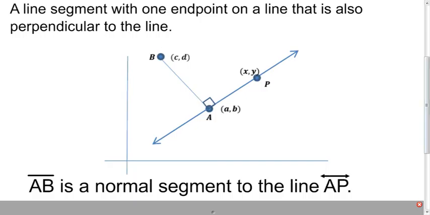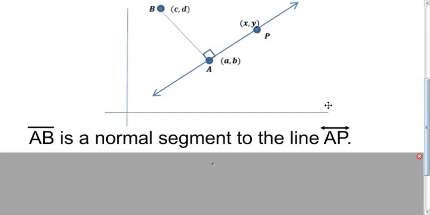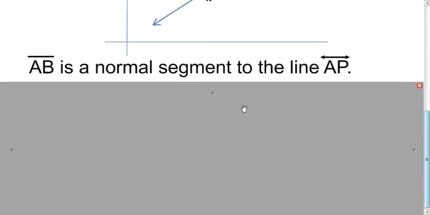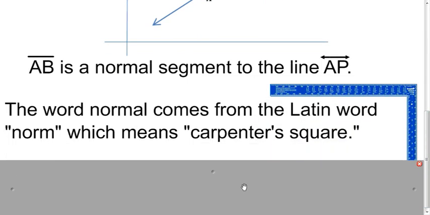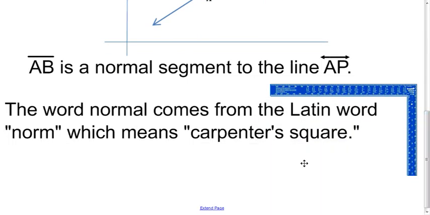Now, maybe you're thinking, why do you use the word normal? It doesn't seem very normal. Well, not in that sense of the word, right? Normal as in regular, but there is a sense in which regular means a right angle. And if we look at the etymology of the word normal, it comes from the Latin norma, which literally means a carpenter's square.